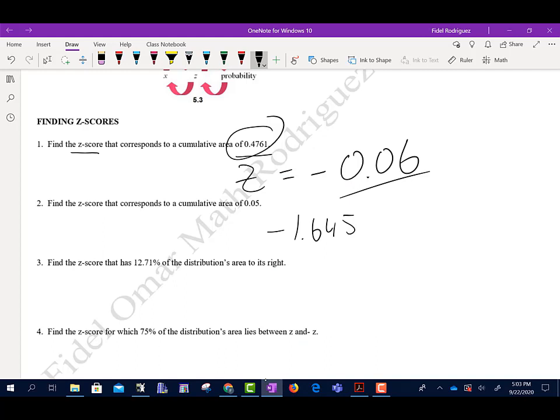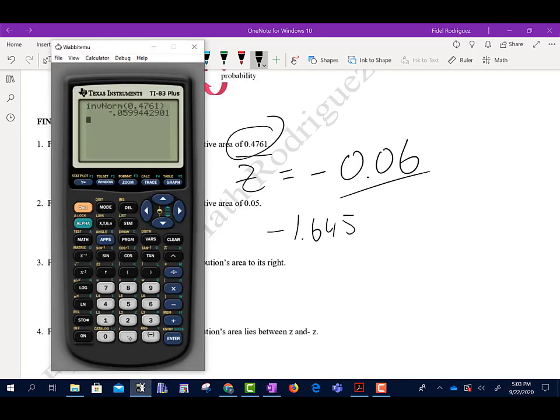Negative right there, right? And again, if I wanted to use my calculator, I would just go second vars, inverse norm, type in 0.05, close it off, hit enter, and get negative 1.645.